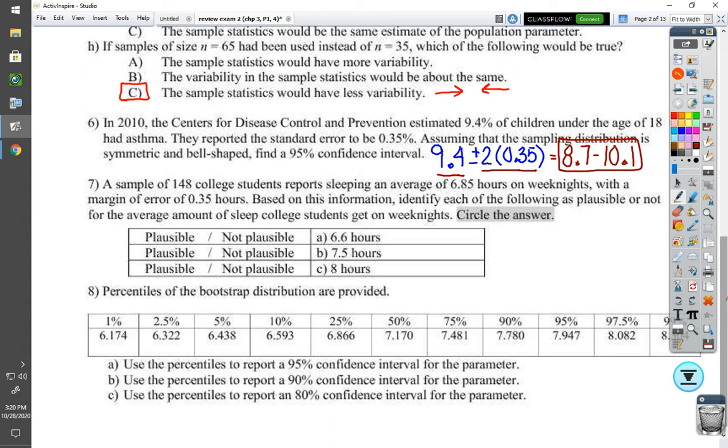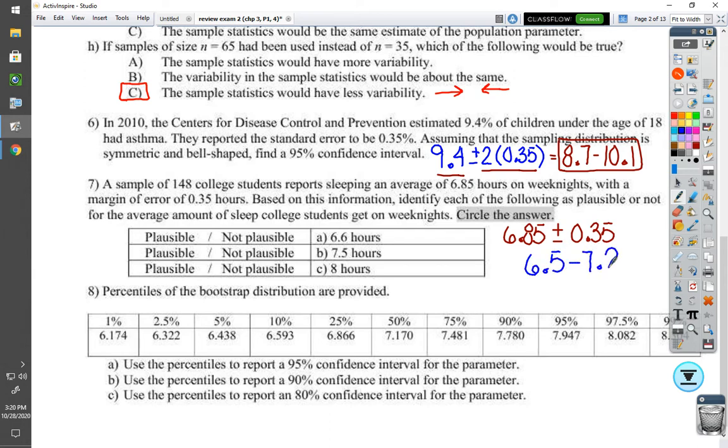Well, first thing I have to do is look at the question. They reported 6.85. 6.85 is going to be plus or minus one margin of error. The margin of error is 0.35. We do not double the margin of error. We only double the standard error, which means I would be somewhere between 6.5 and 7.2.